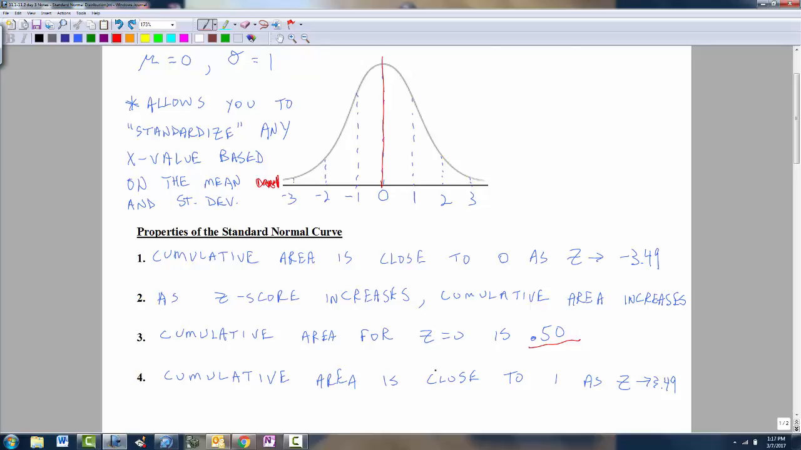And then the cumulative area is close to 1 as z gets close to 3.49. So that means 3.49 might be right here. Almost 100% of the data is left of 3.49. That's what this reads as. This is what this means.